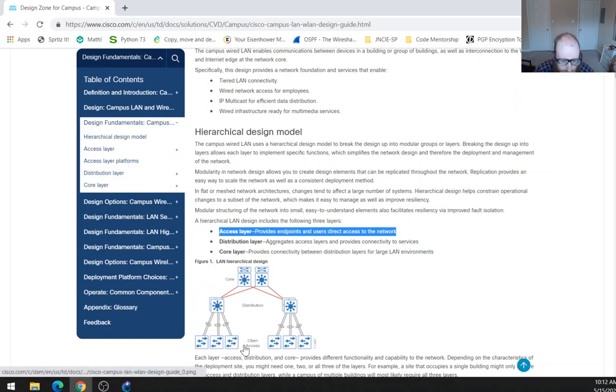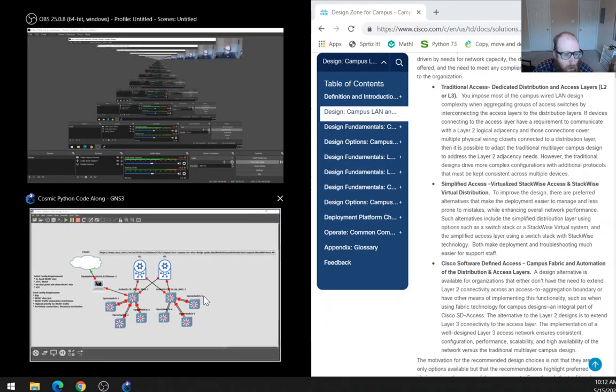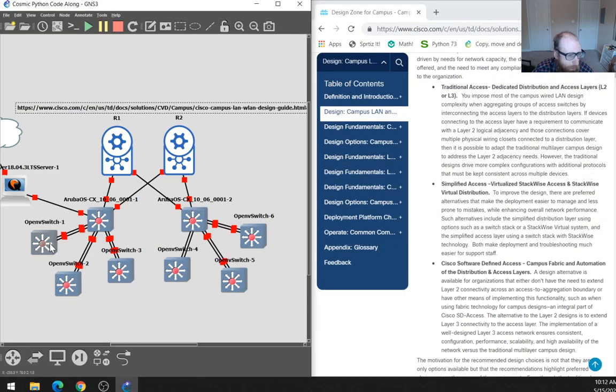Access layer, so that's the layer down here, client access, provides endpoints and users direct access to the network. So on my network here, we're using these open vSwitch devices for the access layer, but we'll see as we read on whether that is the best choice, or can I make a better choice to use for the access layer? The reason I decided to use the open vSwitch is because we've got 16 ports on them, so lots and lots of places for people to plug in.